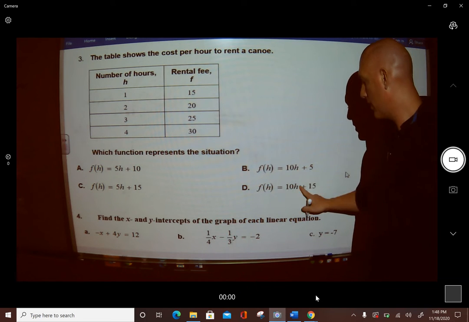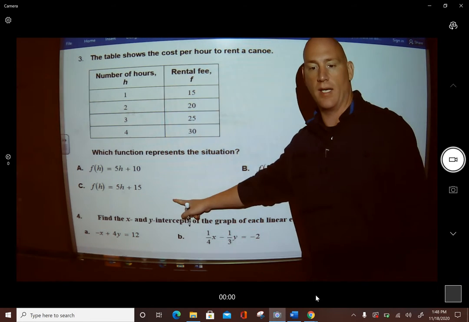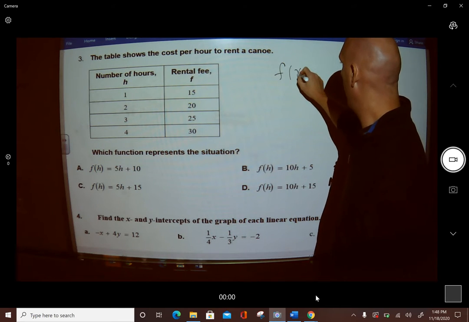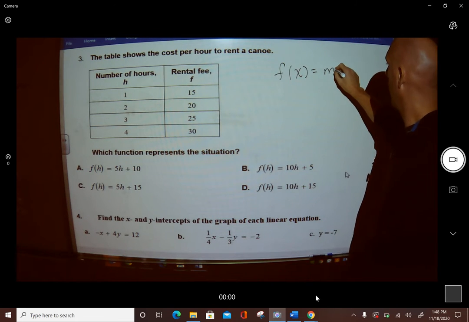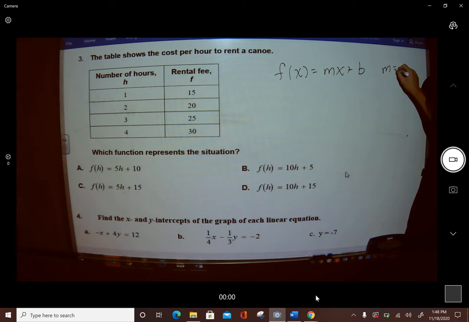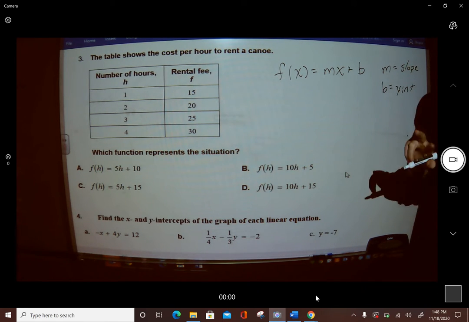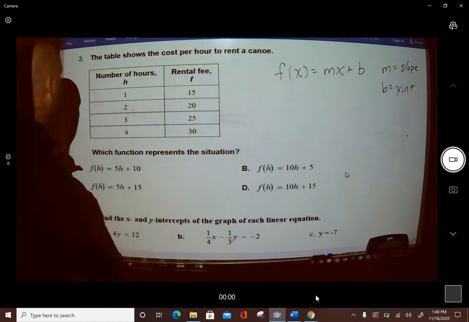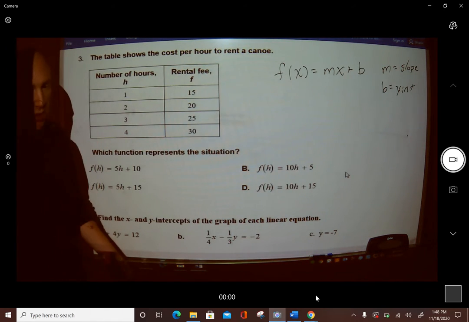And hopefully we can tell all of these are written in slope intercept form. So in other words, it would be f of x equals mx plus b, where m is the slope and b is the y-intercept. So there's two different ways we can do this. I'm going to show you the direct way, the quick way, the math way. So first I need to find my slope.